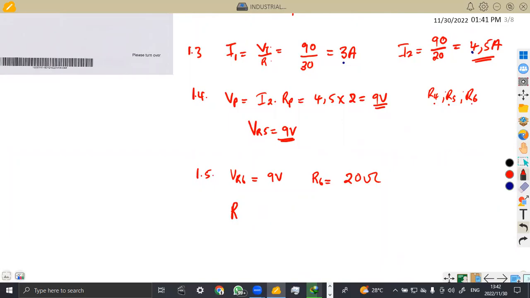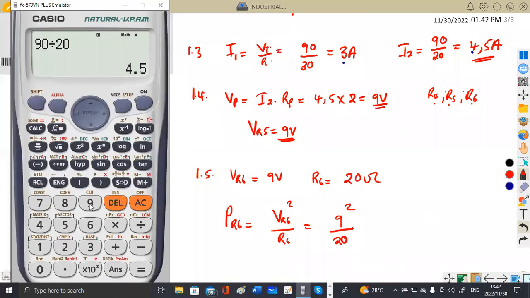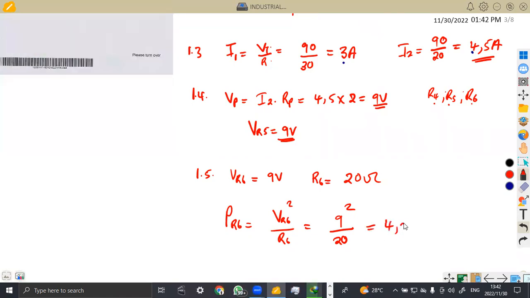So the power that is going to be found on resistor R6 is going to be VR6 squared over resistor R6, which is 9 squared over 20. So that's it from your calculator. You can do this: 9 squared divided by 20. That is 4.05. So this is 4.05 watts. Remember, power is measured in watts. So that was it, guys.